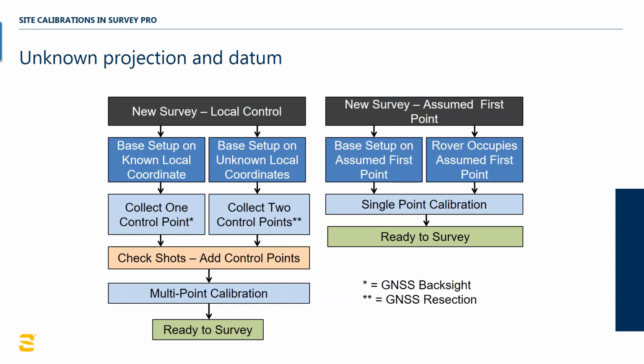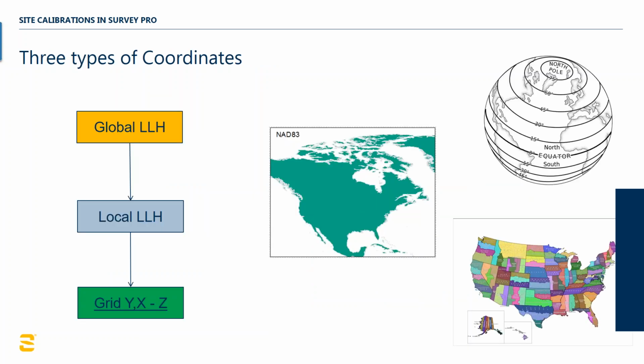Beautiful. Okay, so I mentioned it earlier that there are really 3 types of coordinates. You have the global stuff coming from space.